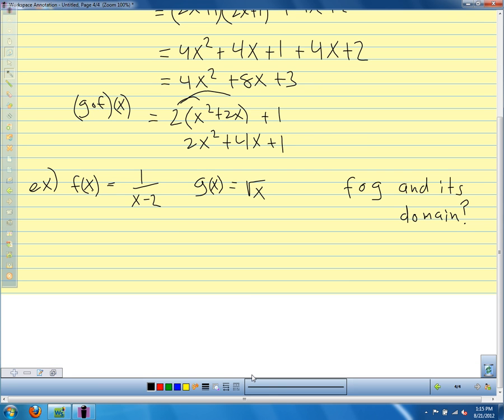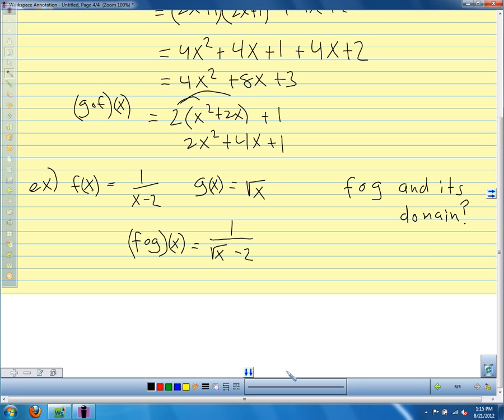So let's form the composition. What's going to be the composition f of g? Who can help us out here? 1 over, perfect, 1 over square root of x minus 2. So there's my composition. I just plugged in g for x everywhere I saw an x in f. So that's my composition. Now I need to figure out its domain.